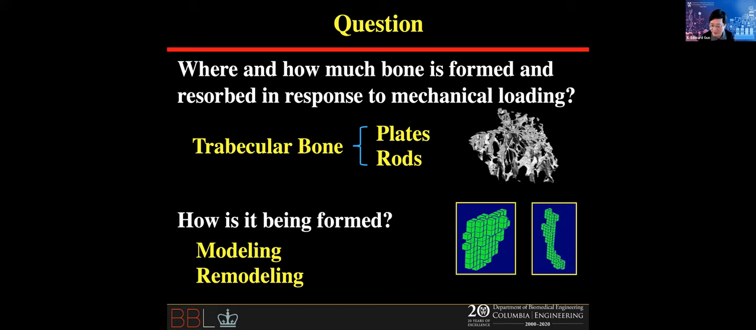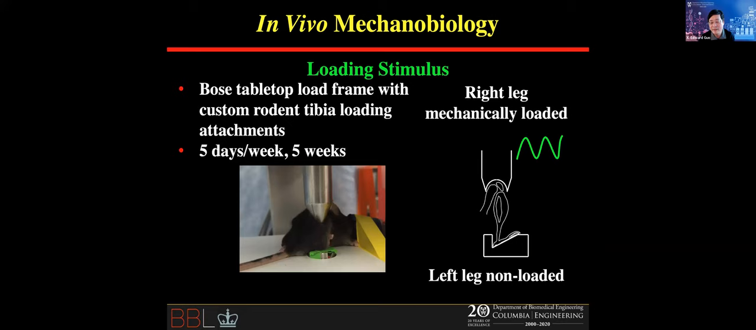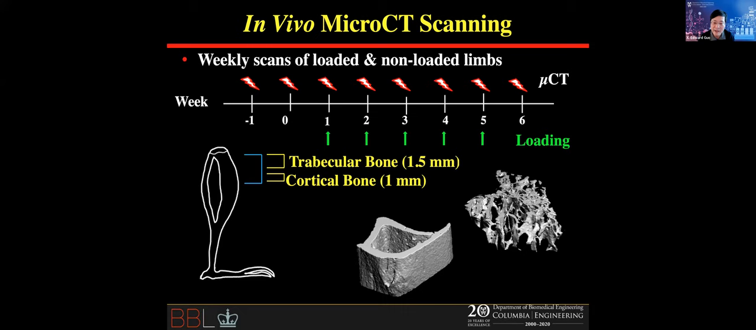So we're using a mouse tibia loading animal model, where we apply non-invasive mechanical loading to the right leg, and the left leg serves as the non-loaded control. We do the loading 5 days a week, for many weeks. In order to quantify the bone formation, we use micro CT, so we actually do a lot of scans.